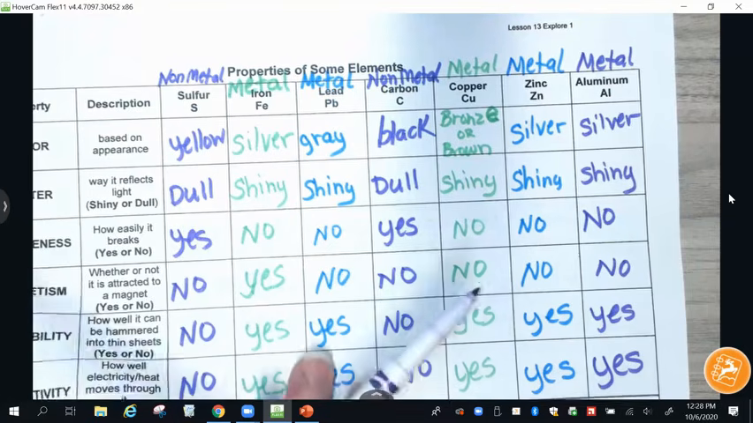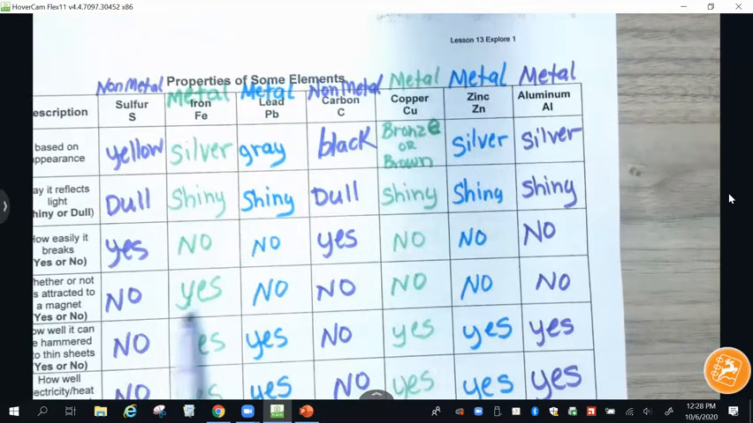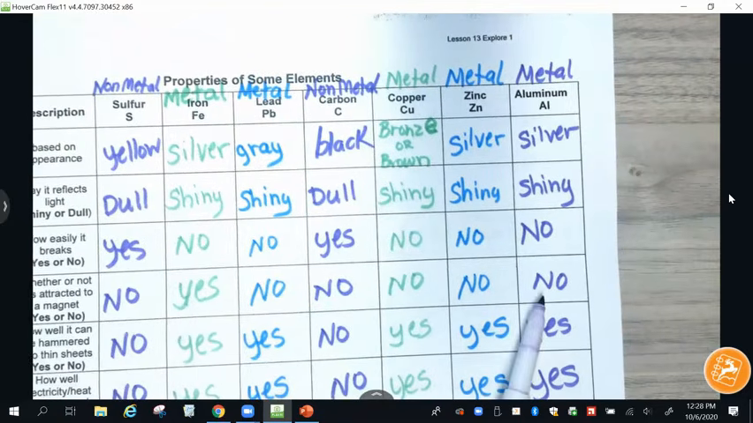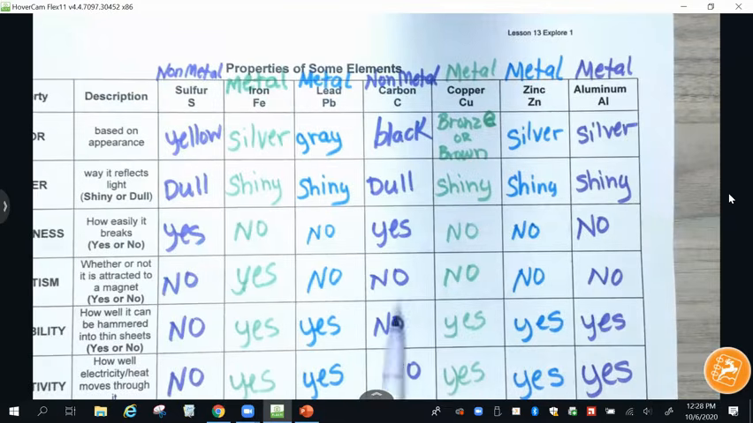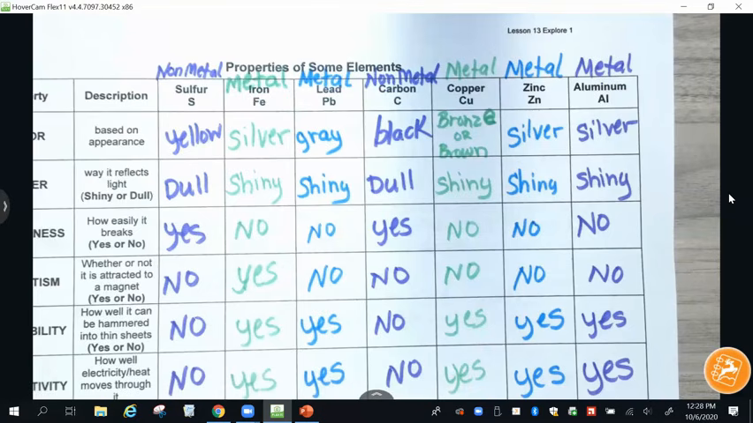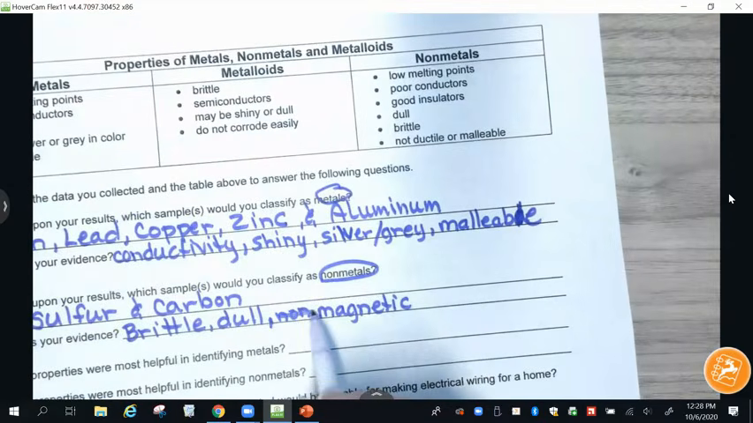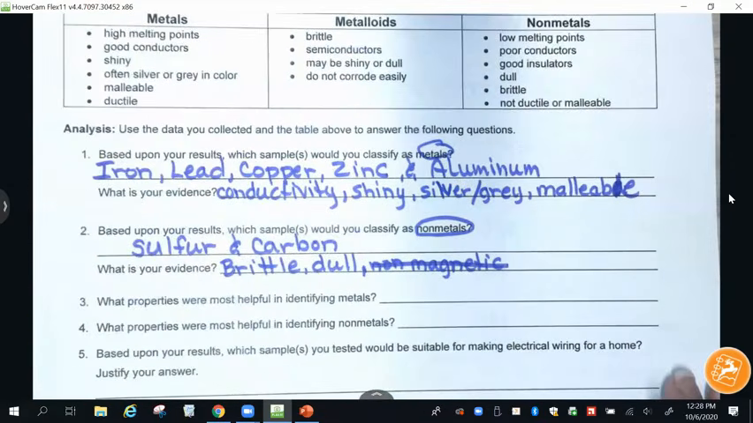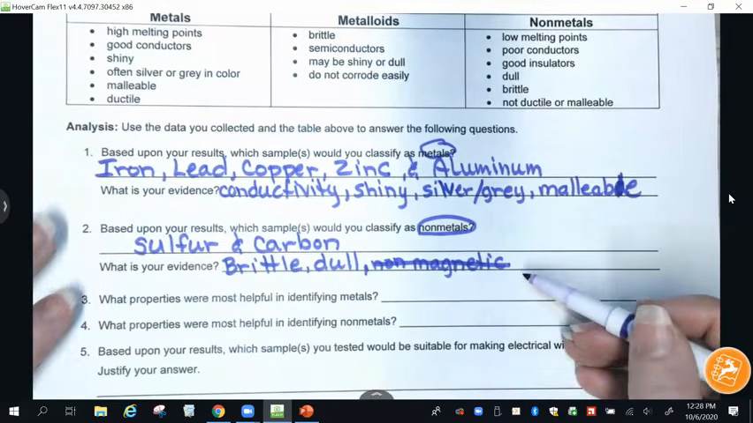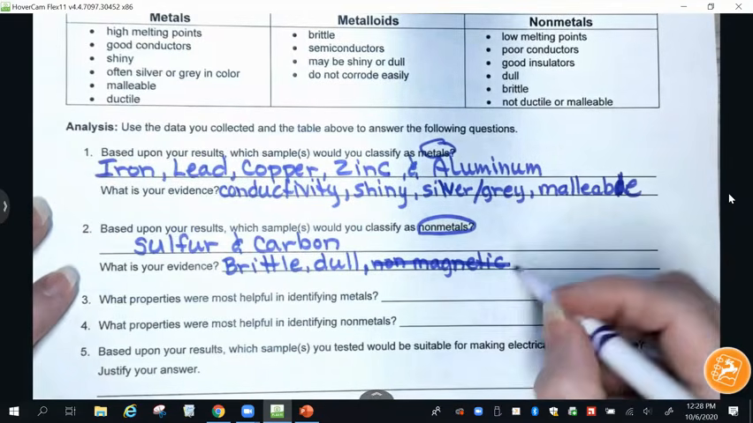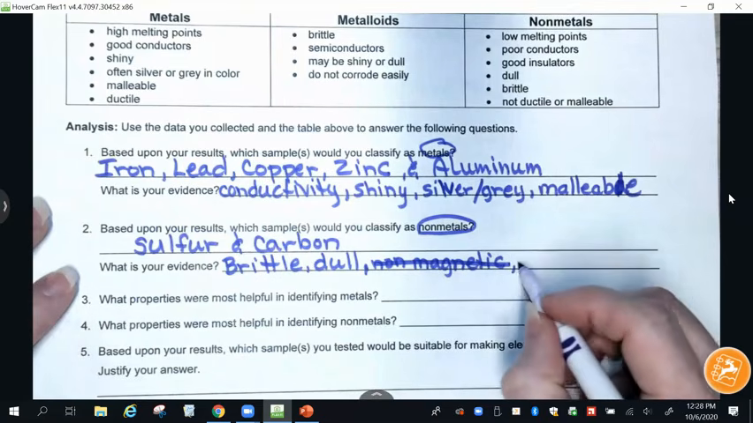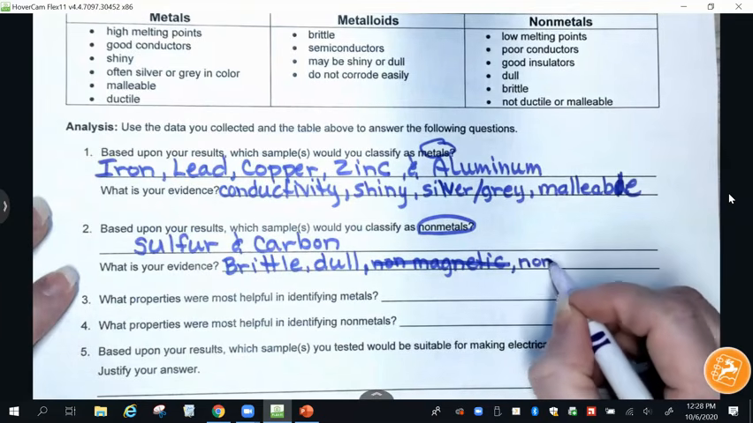Oh, we're looking at magnetic, sorry. So magnetic, you're right. Look, the other metals right here were not magnetic. So would magnetic or magnetism be something good to help us decide if it's a metal or non-metal? Not really. So even though it's something good to test for, let's take that one off. So what's something else? I heard somebody say it. Non-conductive. Yeah, because all the non-metals are non-conductive.